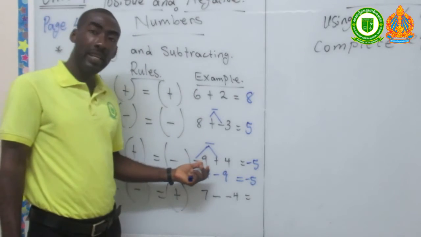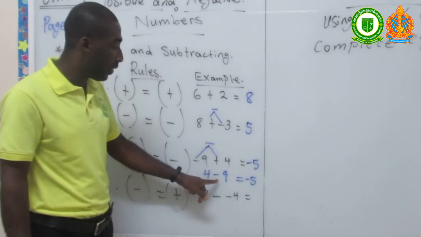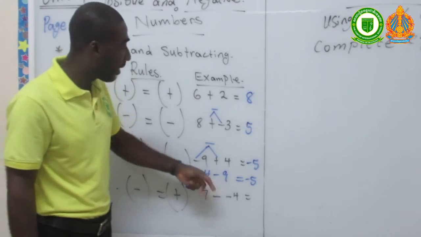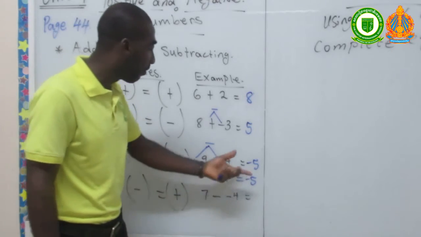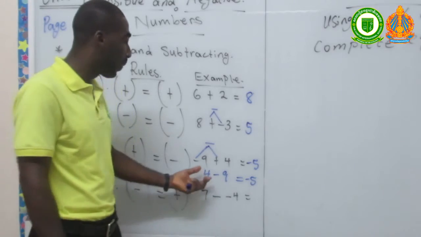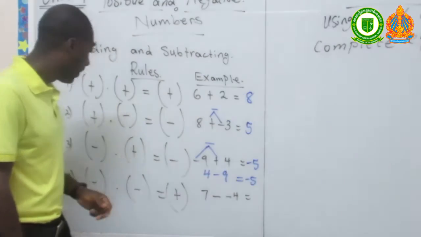Because 9 is carrying the minus sign. So when you bring the equation here, it means 9 should also carry your minus sign, and then that will give you a negative 5 because 9 is bigger than your 4. So after paying your 4, you still have 5 left that you have to pay.